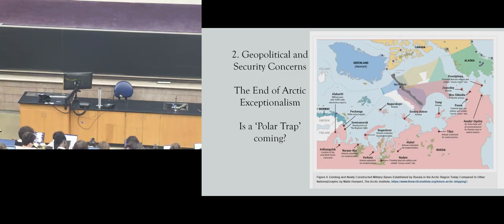So, like we said, there's 8 countries in the Arctic. For a long time, there has been an idea of Arctic exceptionalism. Does anyone know what that means or what that is? Yeah?